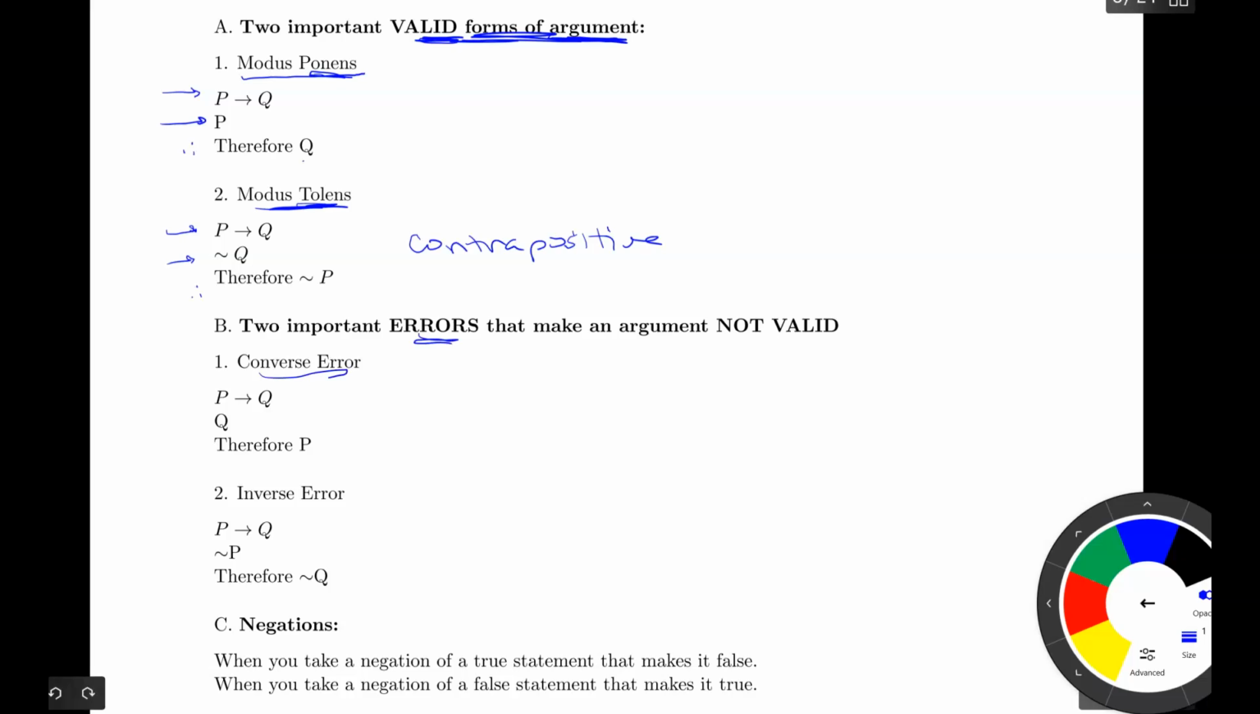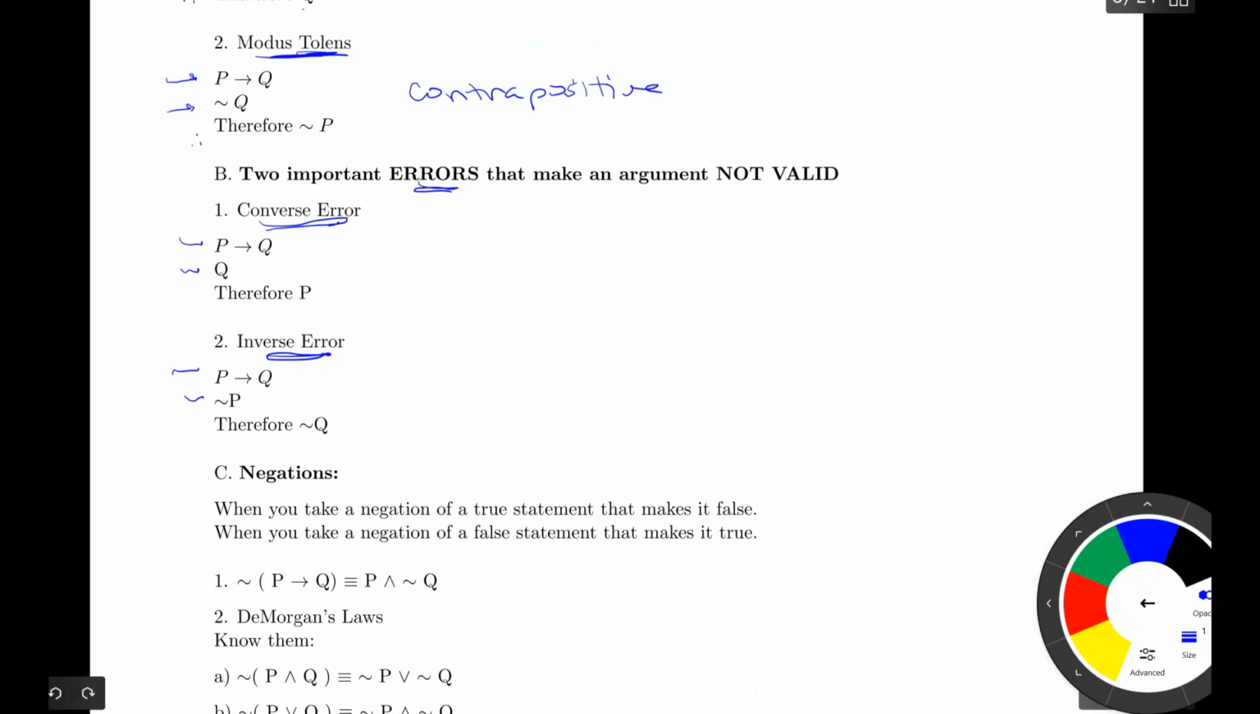Okay, two errors. We've already gone through these before, the converse and the inverse. So this would be a premise and this would be a premise. If P then Q, Q, therefore P. So that's the converse, switching the order. That's the converse error. Premise and premise. If P then Q, not P, therefore not Q. No, that's the inverse error.